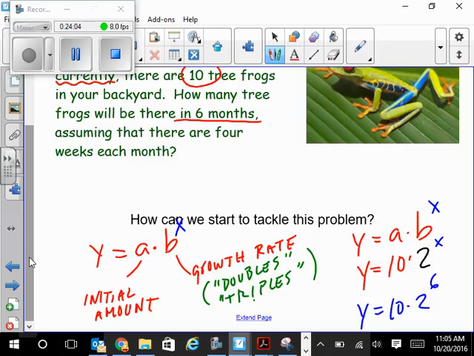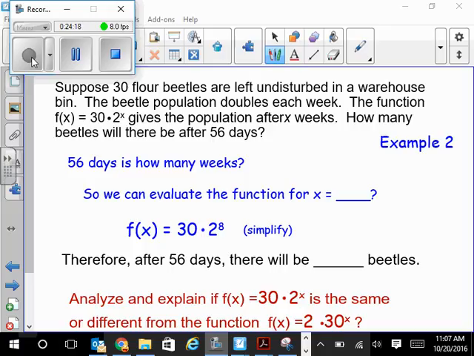Go ahead and read that for a second, and for recording purposes, as you look for the growth rate, highlight the number that's growth rate, put a GR next to it. For the initial amount, put an A next to the initial amount, and that way, when I see your papers, I know that the GR is the growth rate.